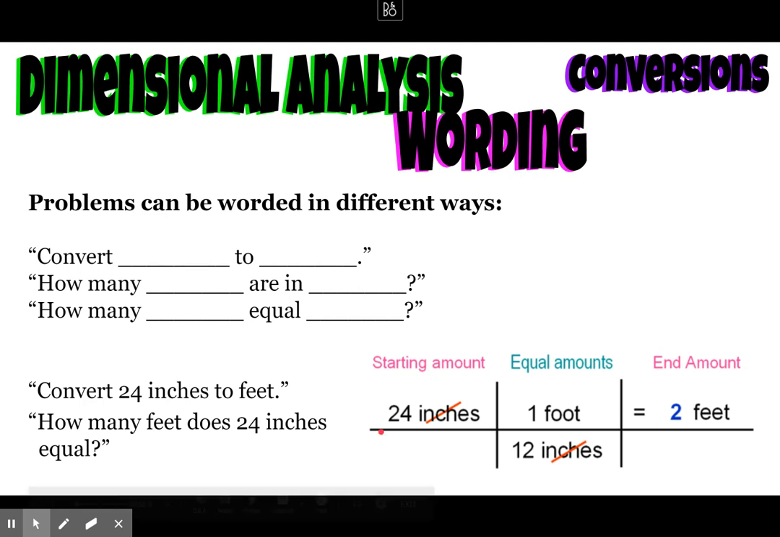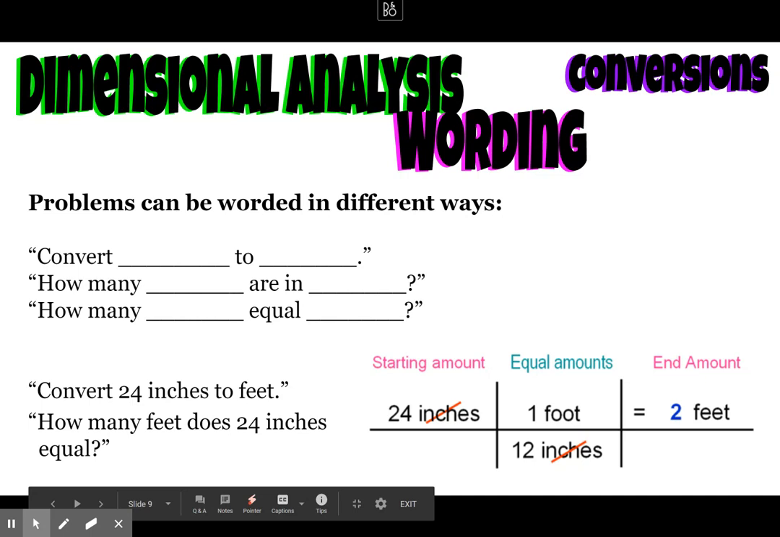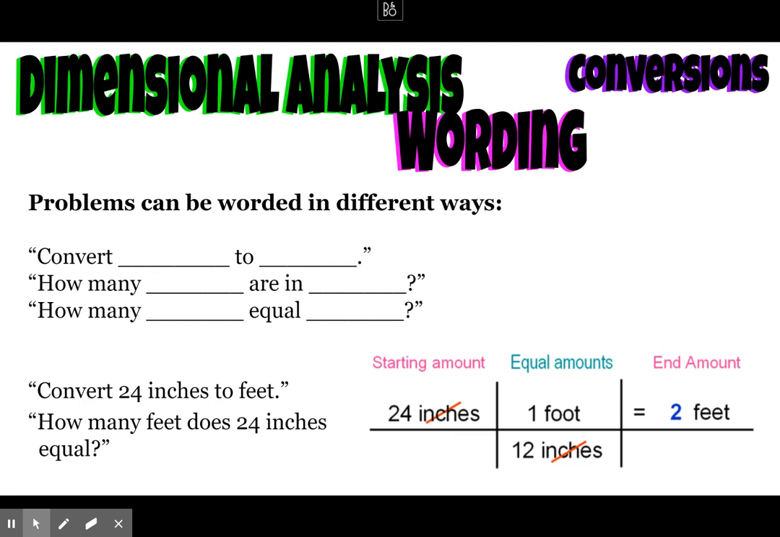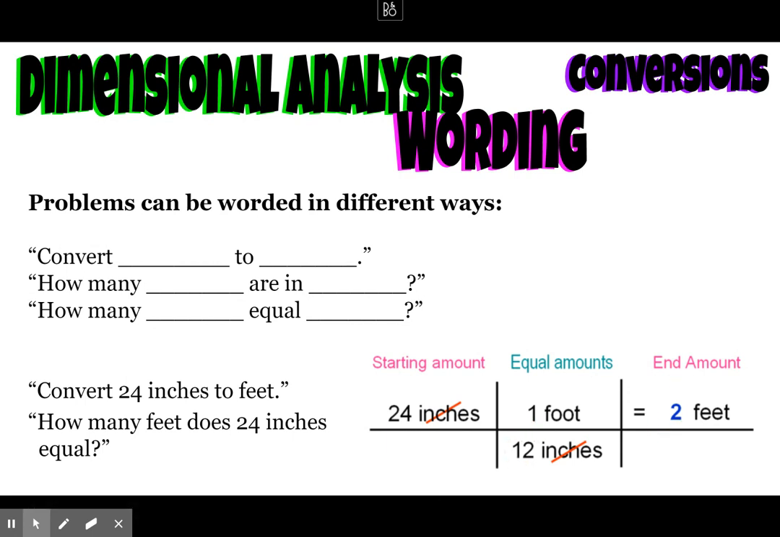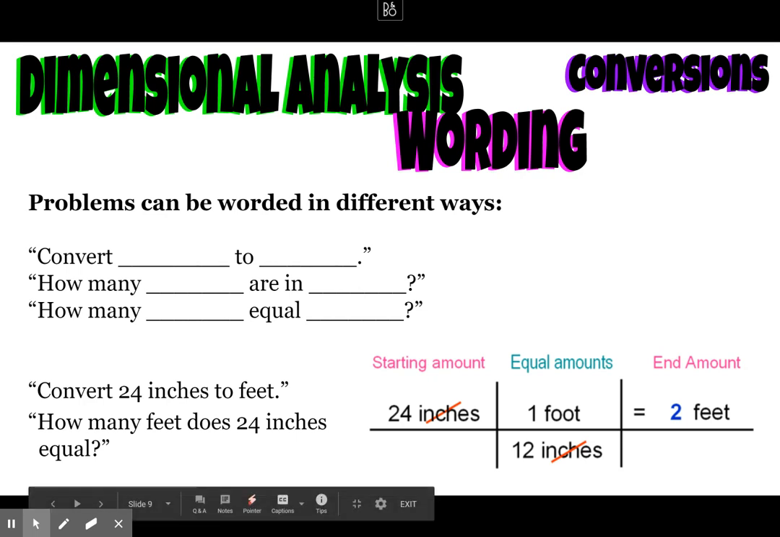We were taking our 24 inches and converting it into feet. So that's where we took our 24 inches with our conversion ratio of 1 foot is 12 inches. And so we know 24 divided by 12 gave us our 2 feet. Another way the same problem can be worded is how many feet does 24 inches equal? And so from there, again, same process. We started with our 24 inches. We used our conversion ratio, 1 foot and 12 inches, to end up with our 2 feet.